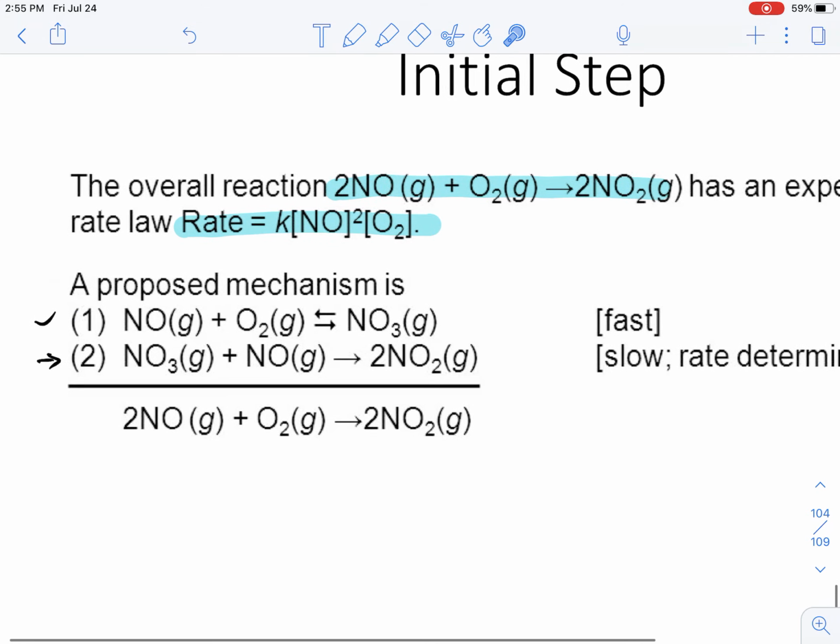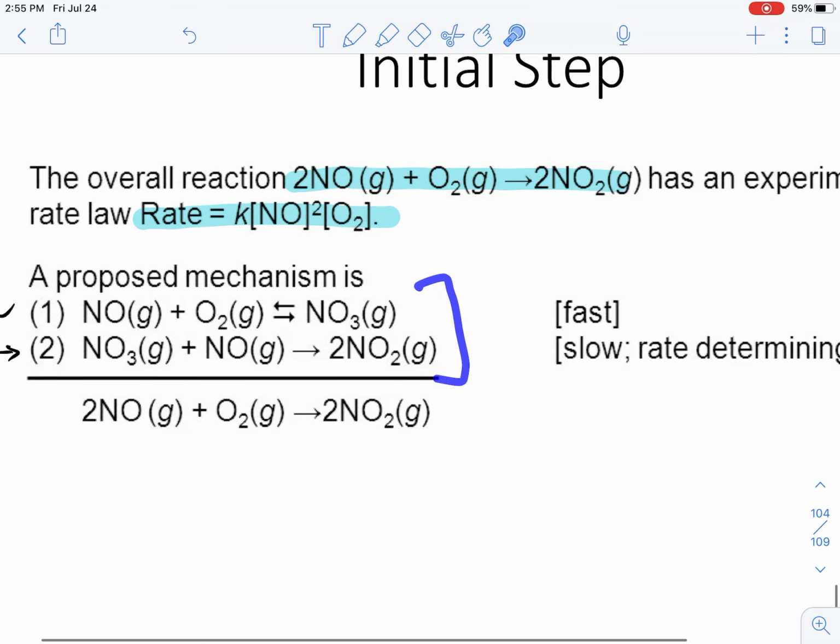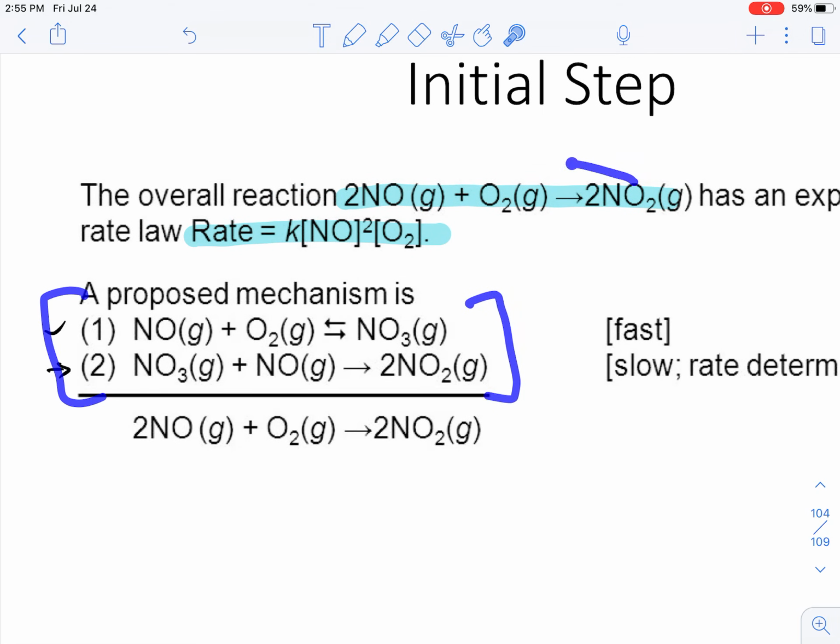Now let's go ahead and check to see if the sum of the elementary steps will give us the overall chemical equation. And so here I have NO and NO. I have two NOs. Let me just go ahead and highlight them. So I have two NOs, so that checks out. I have one O2, that checks out. I have two NO2, so that checks out. So the only thing that I did not highlight is the NO3, because NO3 is a reactive intermediate.